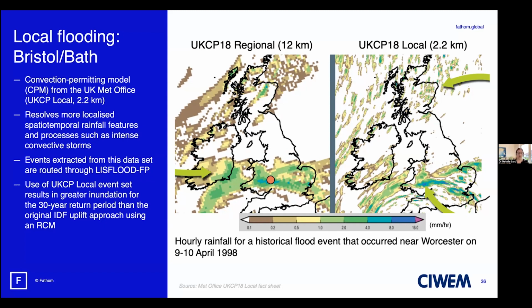The higher resolution also provides a more realistic representation of the rainfall, including areas of really high intensities, which are indicated by the bottom right arrow, which just aren't seen or captured in the 12-kilometre data. As part of this project, events were extracted from this climate data set and were routed through the LISFLOOD-FP 2D hydraulic model covering the Bristol and Bath area to produce flood inundation. And it was found that the use of an event set from a convection permitting model results in greater inundation for the 30-year return period compared to flood changes derived from a regional climate model. And this is because more of the spatiotemporal features of rainfall, such as convection, are explicitly captured by convection permitting models.